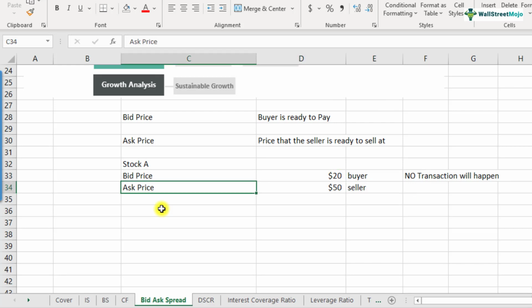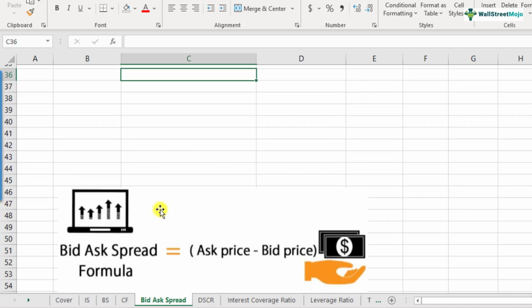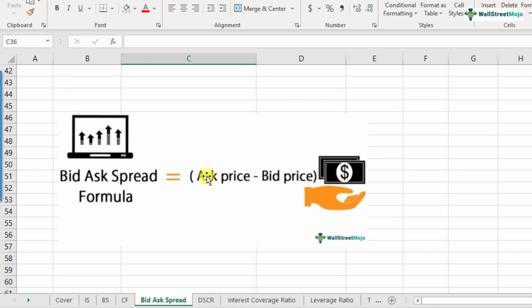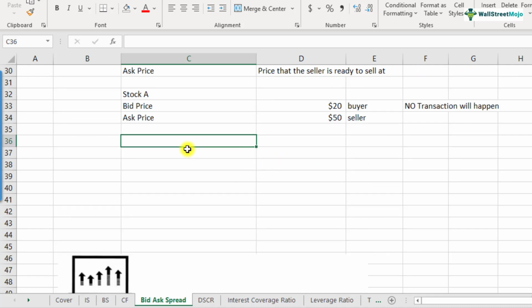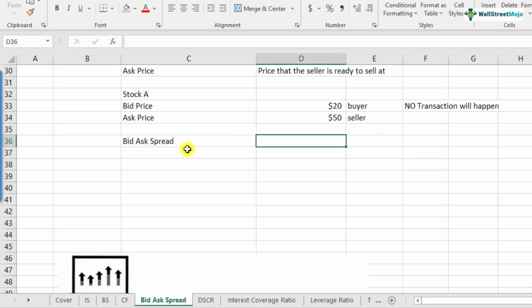If you look at this case, the bid-ask spread is nothing but the ask price minus the bid price. So here is the formula. It's simple: ask price, what the seller is asking, minus bid price, what the buyer is willing to pay. Here is the bid-ask spread. The bid-ask spread in this case is 50 minus 20, that is $30.